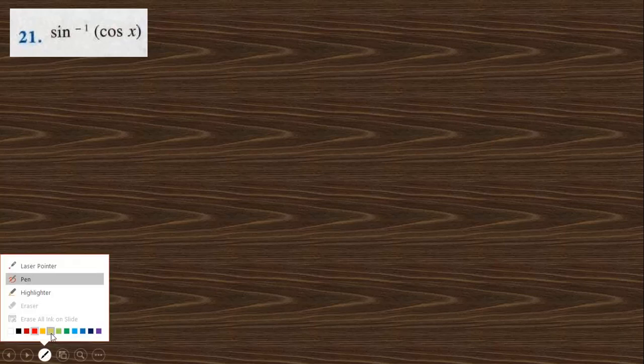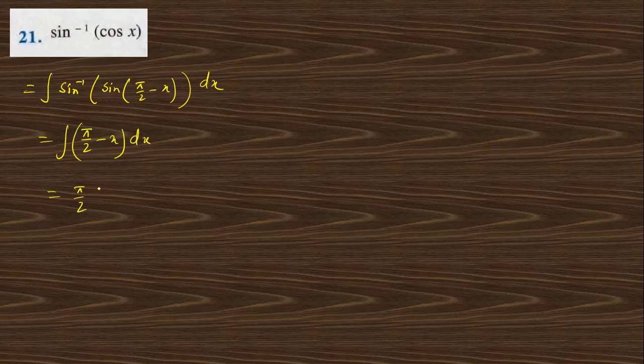So this can be written as integration of sine inverse sine of (pi by 2 minus x) dx. Sine inverse cancels out, so this will become integration of (pi by 2 minus x) dx. So this is nothing but pi by 2 integration dx minus integration x dx. So this is pi by 2 x minus x square by 2 plus c. C is the integral constant.